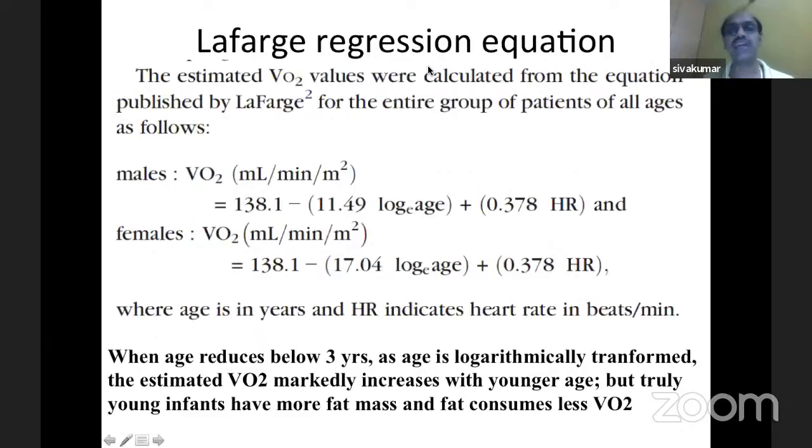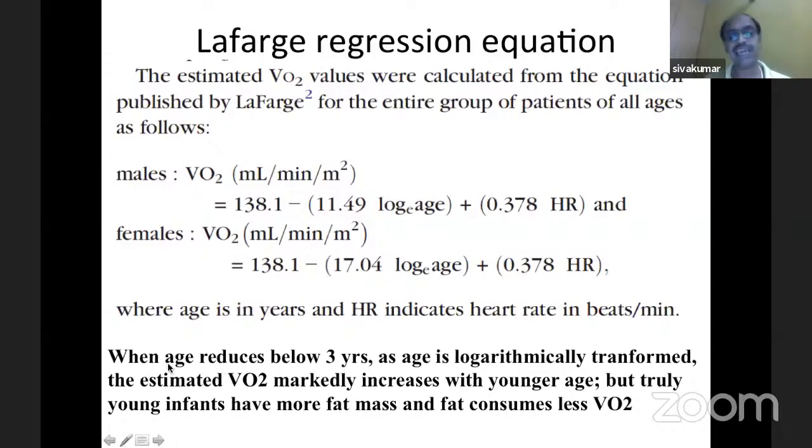They found a regression equation, and the regression equation is volume of oxygen consumption is equal to a constant minus log of a constant, log of the age plus heart rate. So carefully see here, it is the log of the age that is the determinant, and there is a minus symbol before this. So what does it infer?